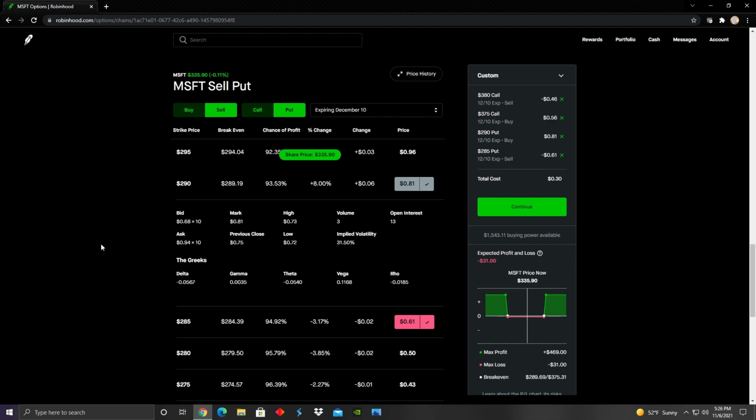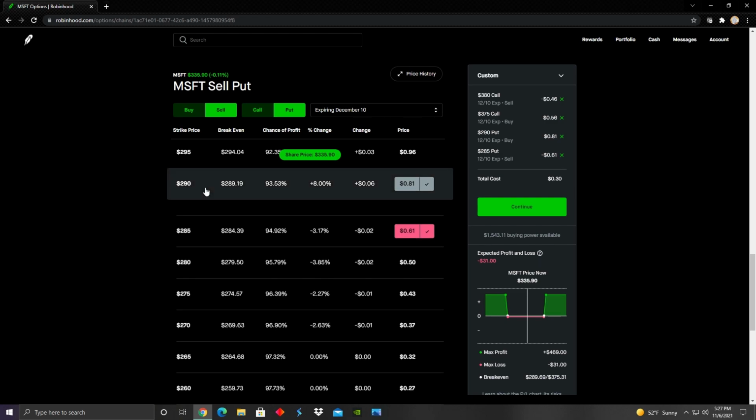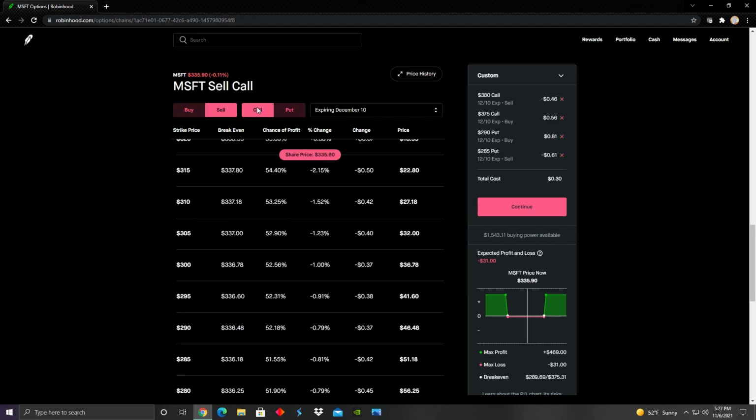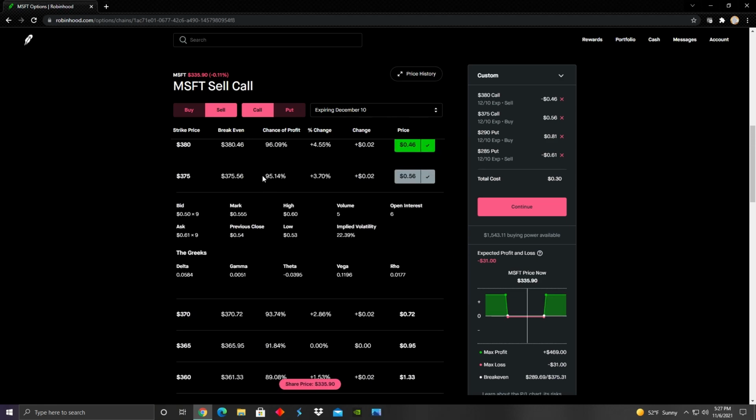Now, in order to experience our max profit of $469, it would have to expire at 285 or below 285, because that would mean that the full $500 difference between our strike prices was realized for the put debit spread here, and then we would just subtract our total cost, which is 31 cents, and that would give us our max profit. The same exact thing can be said for the call debit spread.